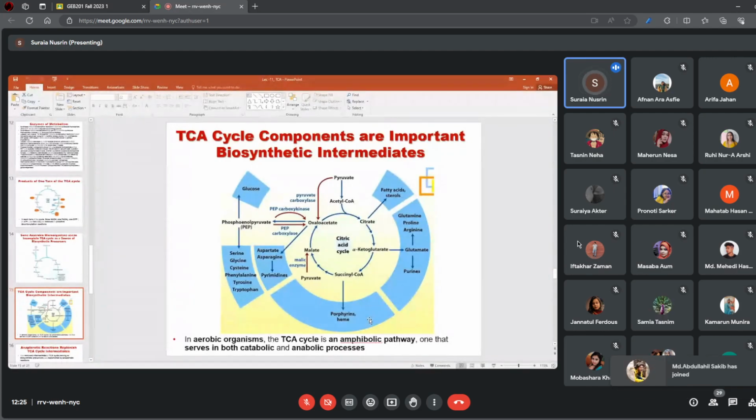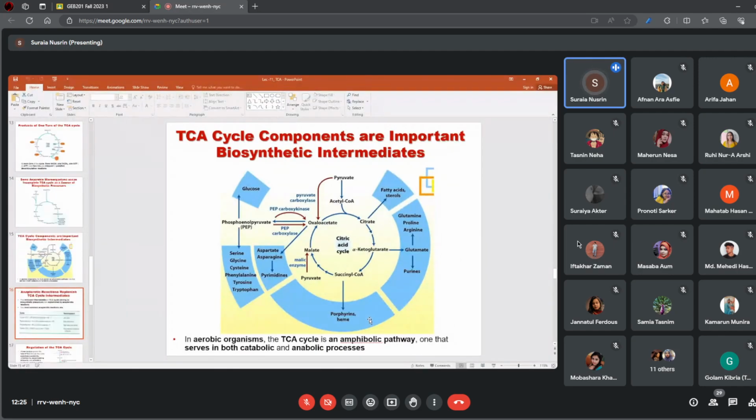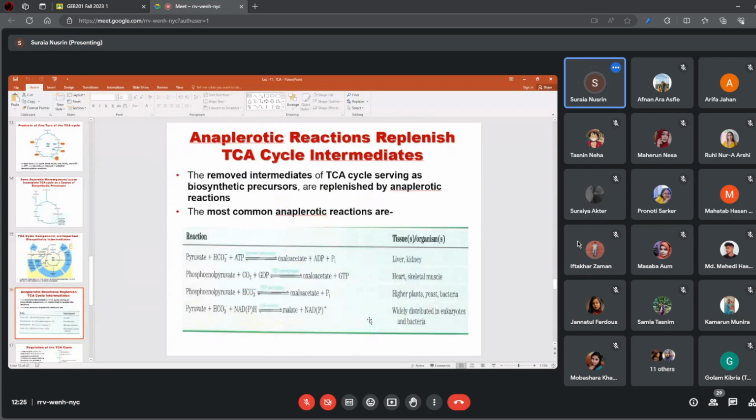Cell has to ensure that the intermediates are there. So cell has to supply the intermediates of the TCA cycle. Now how the cell will do that is the question, and we will come back to this. Okay, now these intermediates which are removed from the TCA cycle, which are actually functioning as the precursors for some biomolecules, they are replenished.